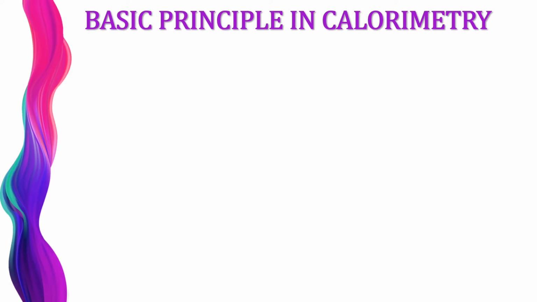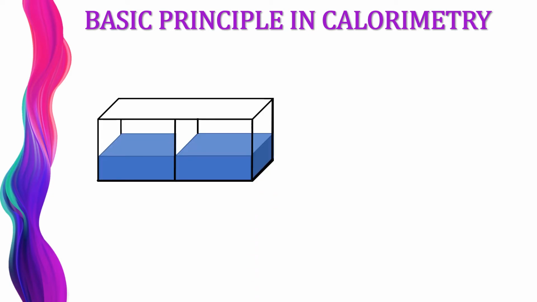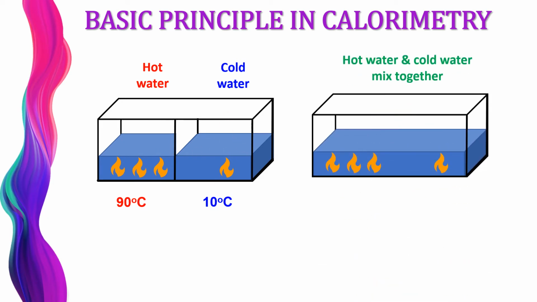Let's consider this situation. We have a container with a partition, the portion on the left containing the hot water with 90 degrees Celsius and the portion on the right containing the cold water with 10 degrees Celsius. Saya letakkan simbol 3 api ni untuk menunjukkan ini adalah hot water dan 1 api untuk menunjukkan ini adalah cold water. Then I remove the partition between the hot water and the cold water to become like this, so that the hot water and the cold water can mix together.